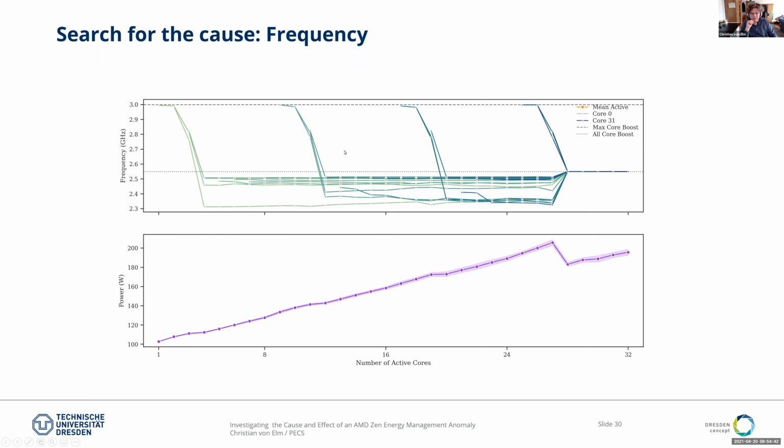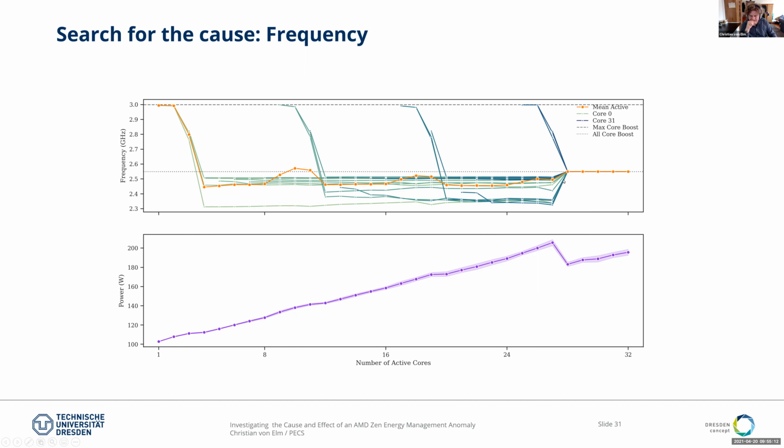Whenever cores in the new NUMA node become active, they can first make use of the max core boost frequency. But once 4 cores are active in that NUMA node, the frequency of those drops down below the 2.55 gigahertz line.